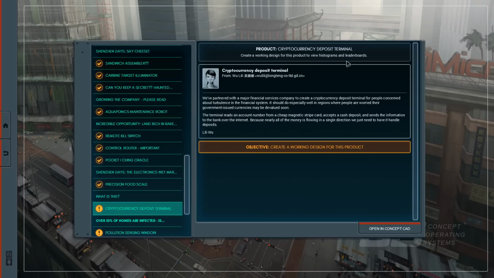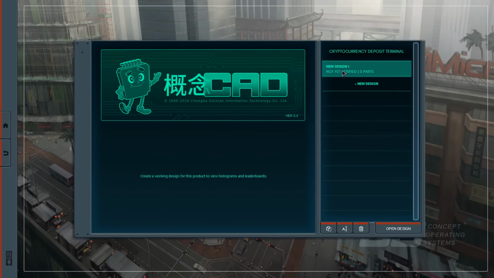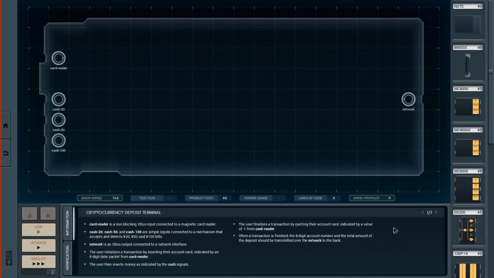Next project is a cryptocurrency deposit terminal. We've partnered with a major financial services company to create a cryptocurrency deposit terminal, basically Bitcoin. Basically, they take money and they will convert it. They will give you an account with digital, fake, imaginary currency, depending upon your point of view.